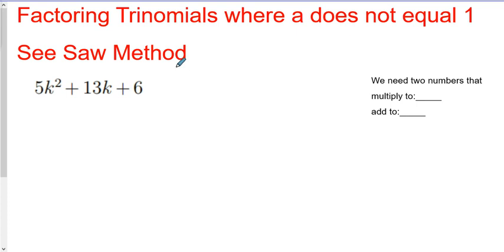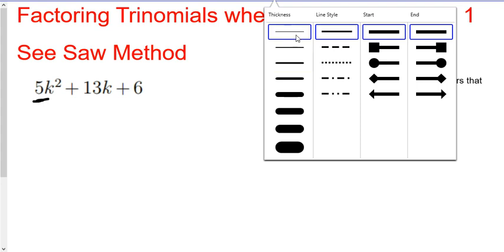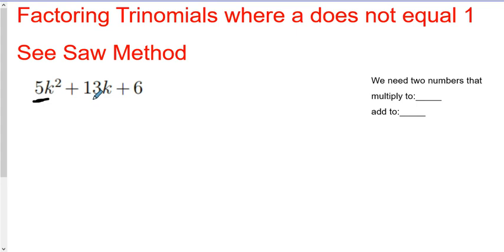Hi, so we are going to do a few examples of factoring a trinomial where the a value does not equal 1. Remember, the a value is the coefficient with the squared term. In this example, our variable is k, and our a value is 5. We will always check to see if it is possible to common factor out that value, but in this case we can't. We can't divide 13 by 5 and we can't divide 6 by 5.